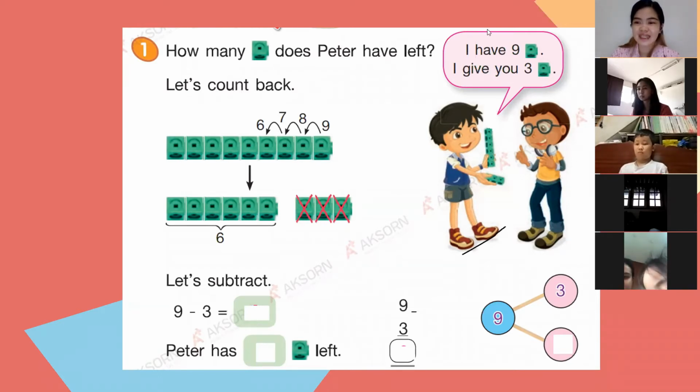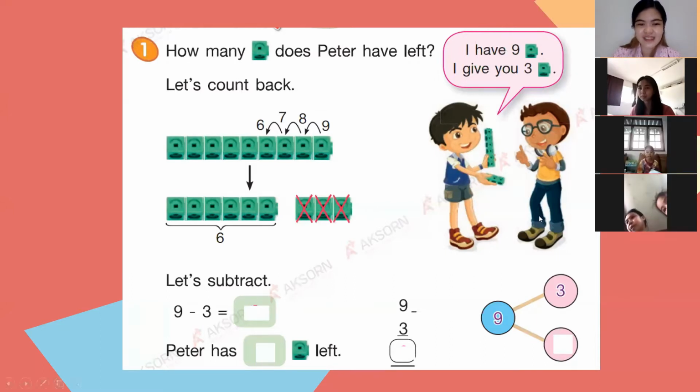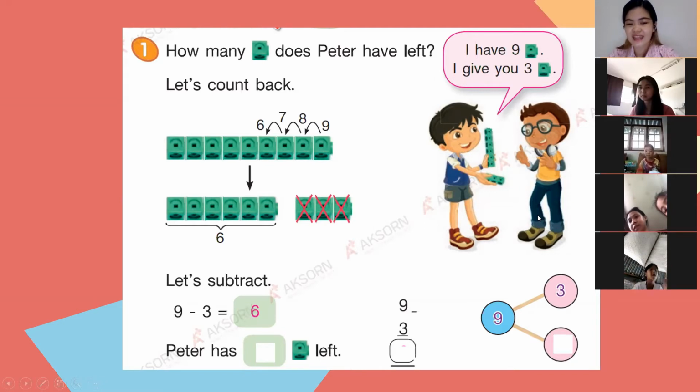Okay, so let's count back. So we have 9 going to 8, 7, and 6. So how many blocks does Peter have now? So we end at number 6. So we're going to subtract 9 minus 3 is equal to... 9 minus 3 is equal to... 9 minus 3, how much is left? 6. Very good. So you're going to write 6 here, and then 9 minus 3 is equal to 6.